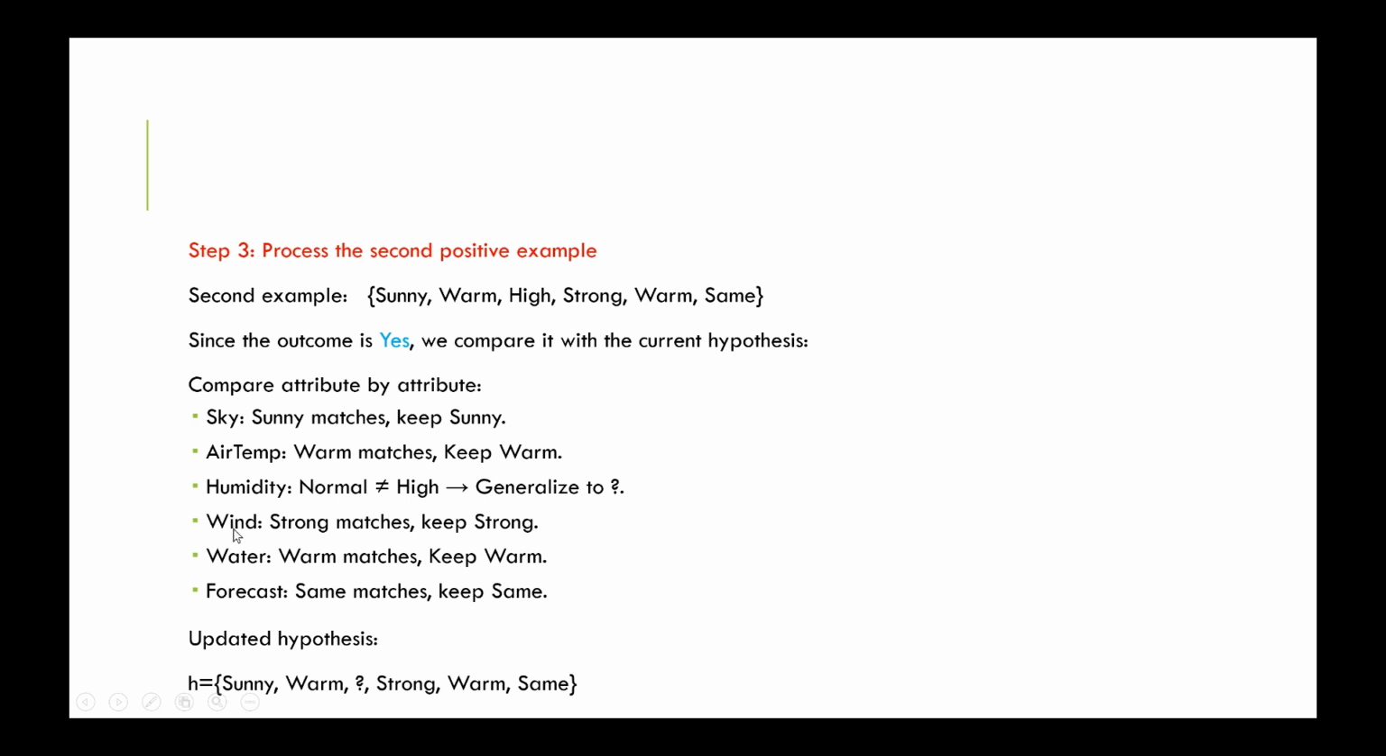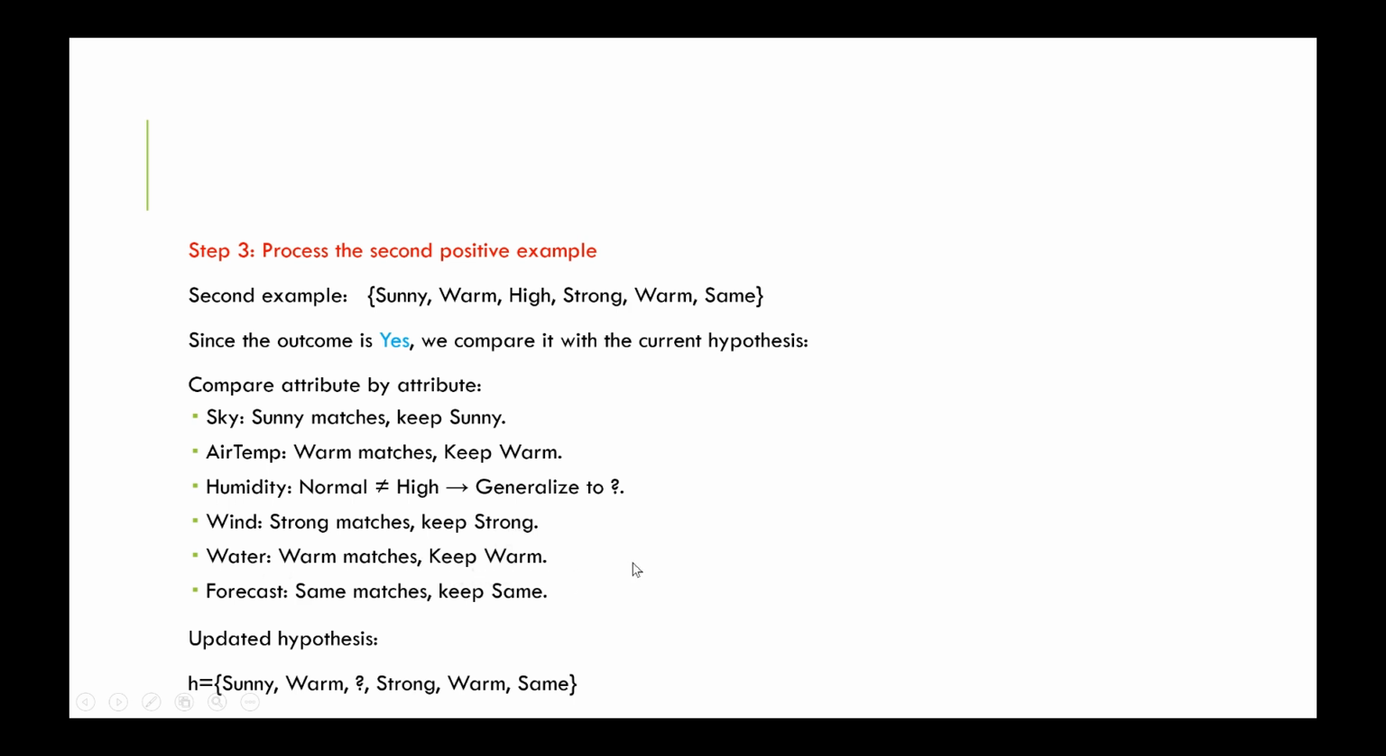Coming to the wind, we have the strong in the current and the previous one. So it is matching. So keep the strong. Water, it is warm previously and currently. So keep the warm. Forecast, same, matches. So keep the same. Now update the hypothesis. So H equal to sunny, warm, question mark in the humidity place, for the wind strong, water warm, forecast same.